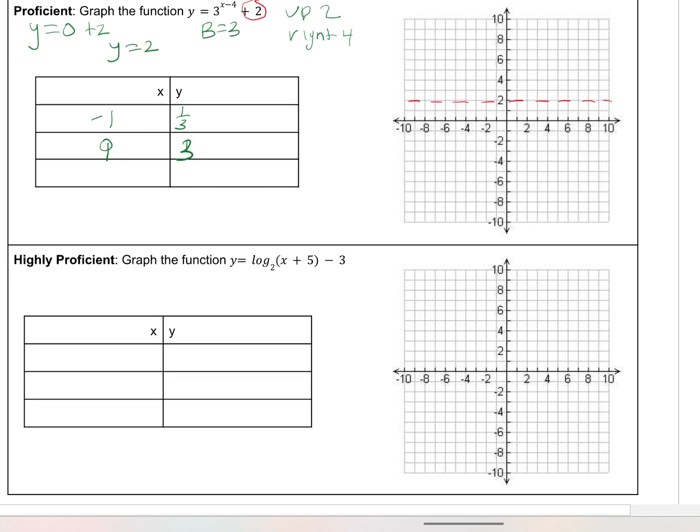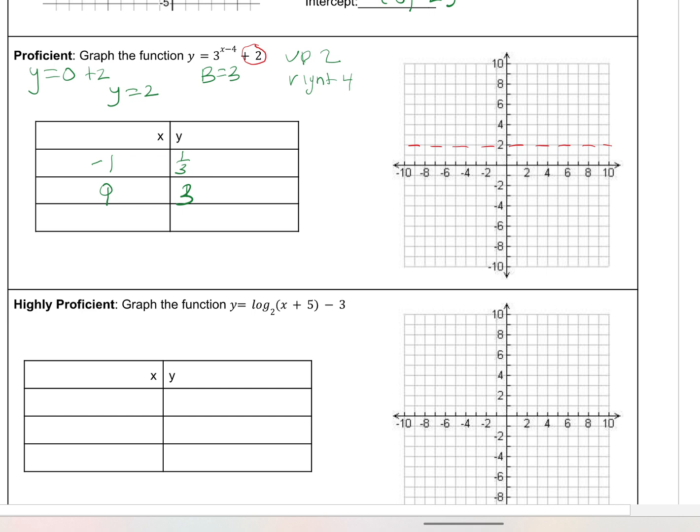Now, it looks like when I switched that graph, it changed my numbers. So I'm going to erase that really fast and redo that. Okay, so -1, 1/3, 0, 1, and 1, 3. Now we went up 2, so we're going to be adding 2 to the y value. So this will become 2 1/3, this will become 3, and this will become 5. And then since I'm going right 4, we're going to add 4 to the x value.